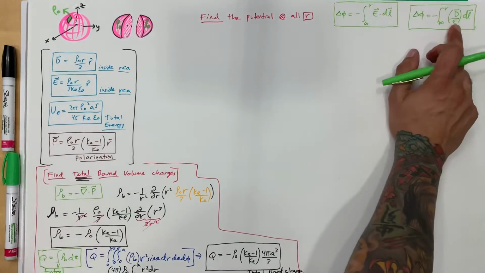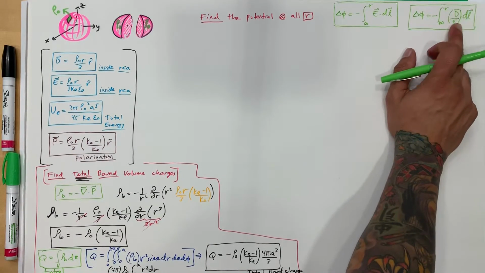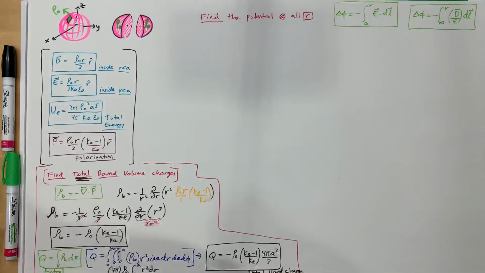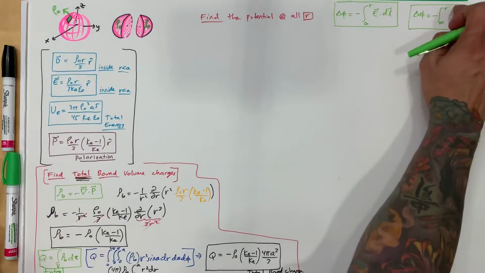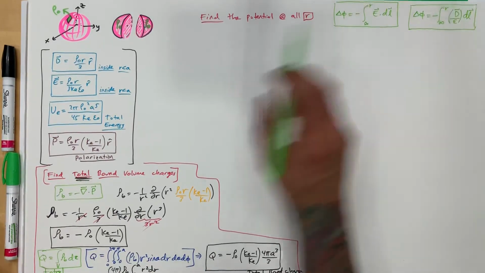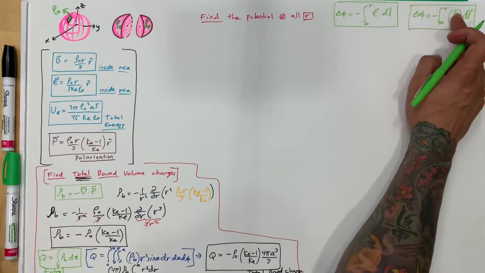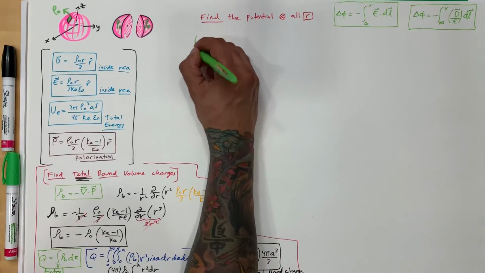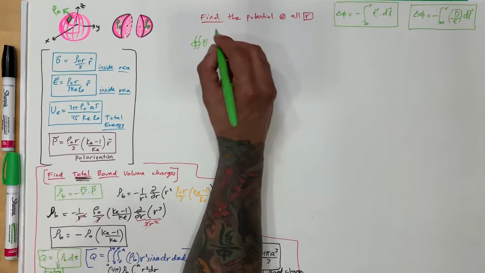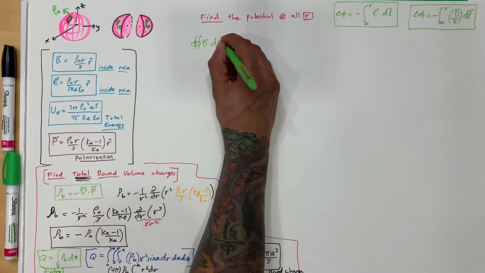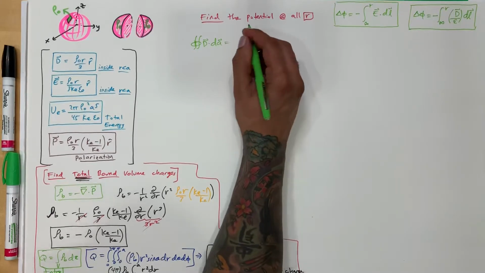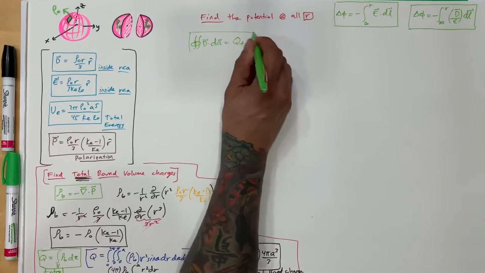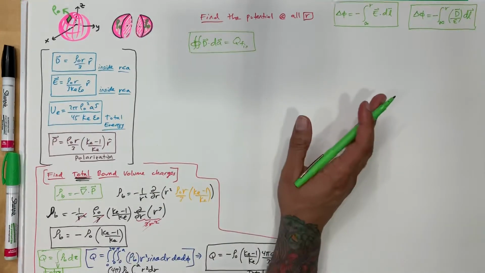We have an expression that has the properties of the dielectric, and now we're going to need one more thing. We're going to need Gauss's law to find the dielectric displacement. So we're also going to need the integral of electric displacement dotted with differential area equals Q free enclosed. These are all just the equations we're going to need.